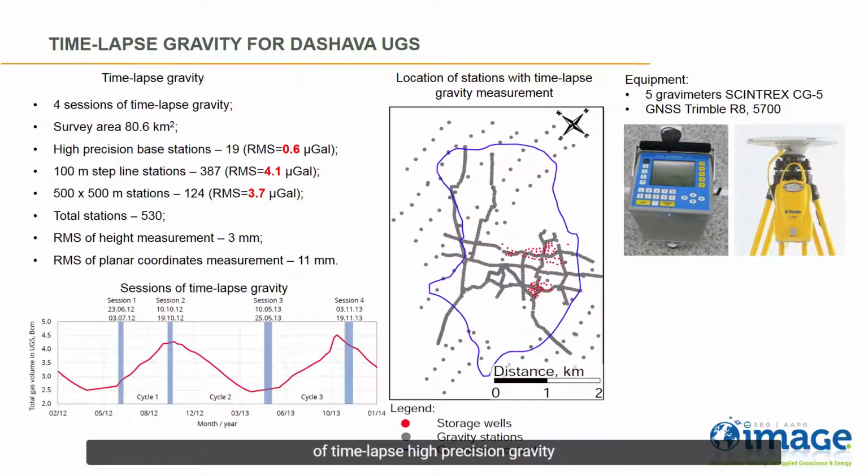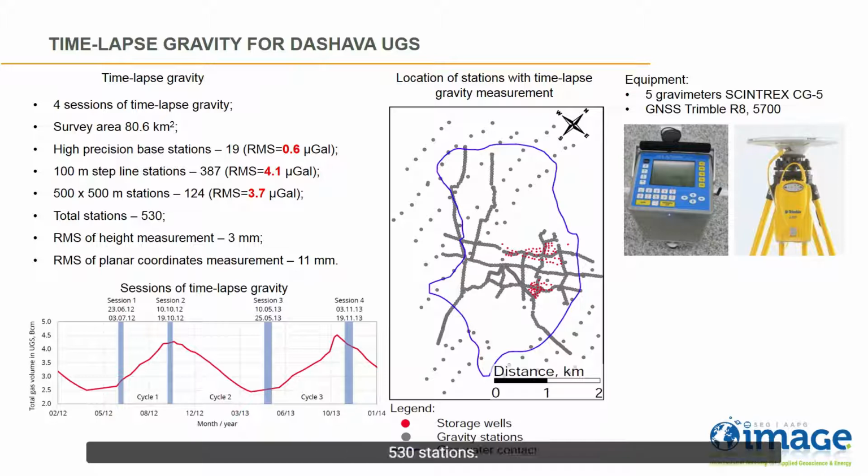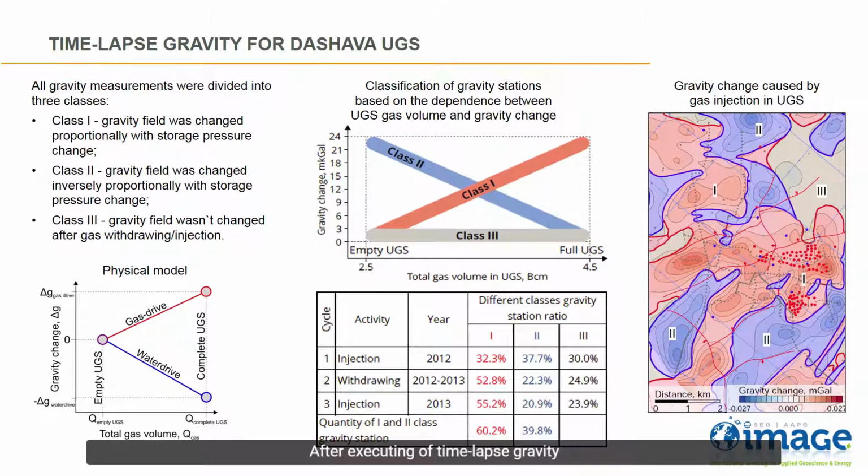Four seasons of time-lapse high-precision gravity measurements were taken over 2 years. Two series were taken at empty UGS and two series were taken at full UGS. Twofold gravity measurements were made at 530 stations. The average standard deviation of gravity measurements is 4.1 microGal. Modern high-precision equipment was used for acquisition. After finishing the time-lapse gravity survey, a gravity change map was built. This map shows the difference in gravity between completed and depleted UGS.